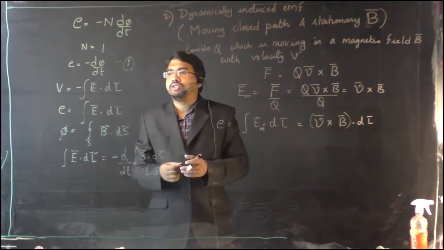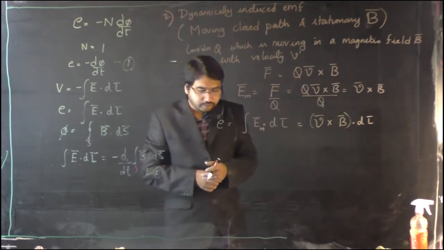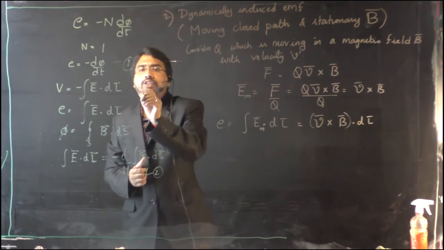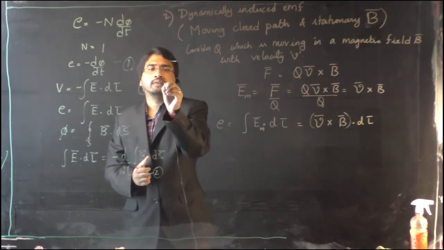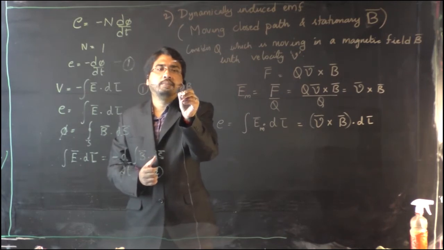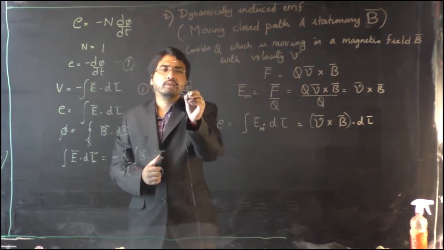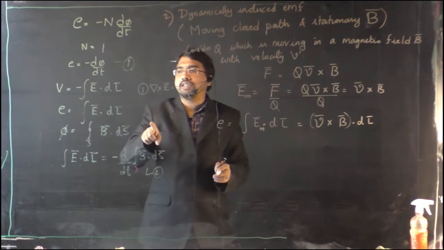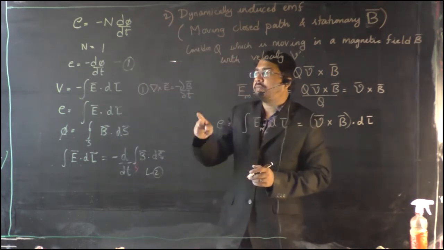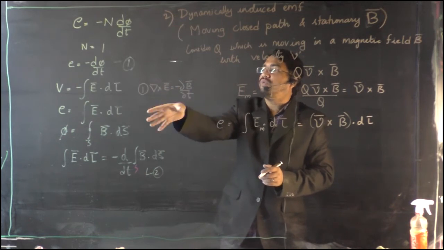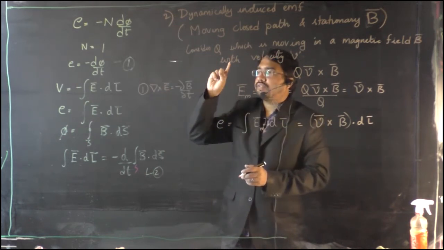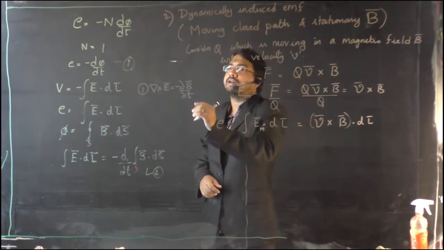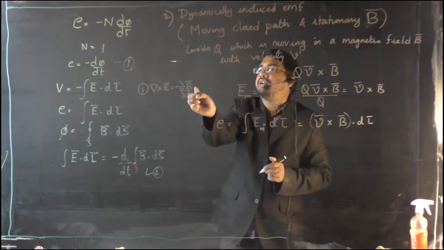What is the statically induced EMF condition? First condition, that is del cross E bar is equal to minus dou B by dou T. This is the statically induced EMF, first condition. That means your closed path is stationary and the magnetic field is varying. For that condition, del cross E bar should be equal to minus dou B bar by dou T. For static magnetic fields, we are taking this as 0.